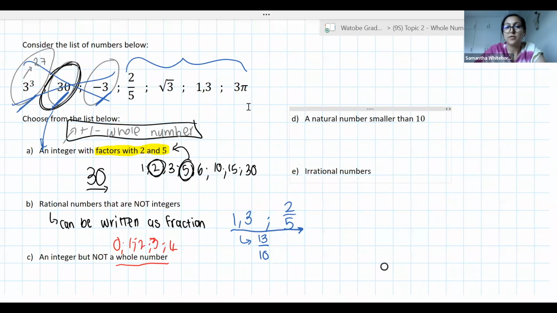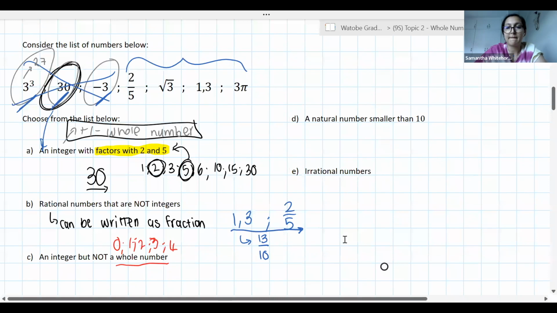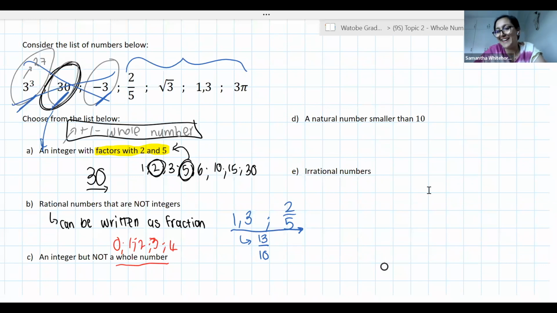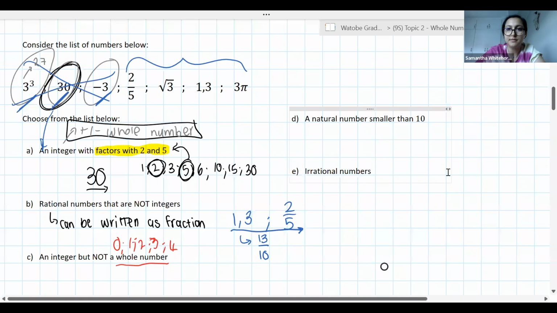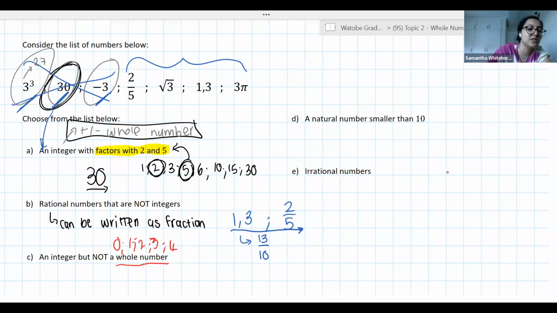Riobetswe, do you want to try this one for us? No, it's okay, ma'am. Okay. Kiketso, do you want to try this one for us? Sorry, guys. Ma'am, C is -3. Excellent, well done.